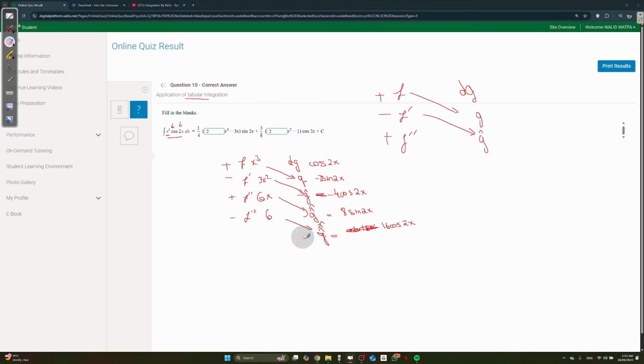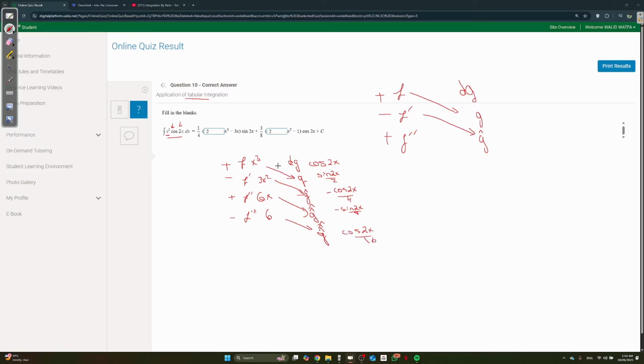Now this is correct, but I just realized I was deriving instead of integrating. So my fault. I should integrate. Integral of cosine 2x is sine 2x over 2. Integral of that is negative cosine 2x over 4. Integral of that is negative sine 2x over 8. Integral of that is cosine 2x over 16. Okay, so now we set everything up. It's time for us to multiply.